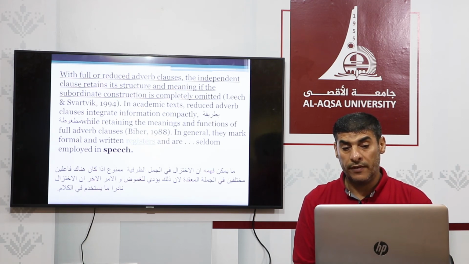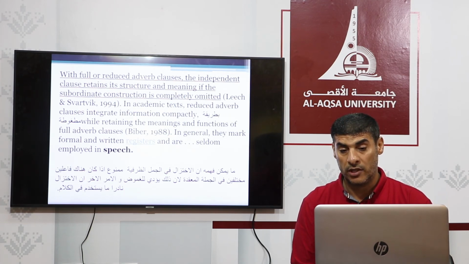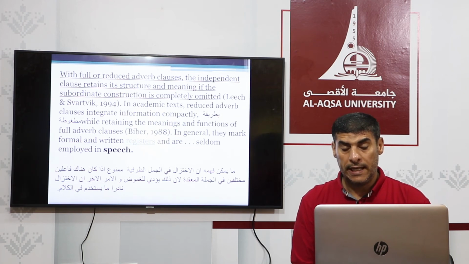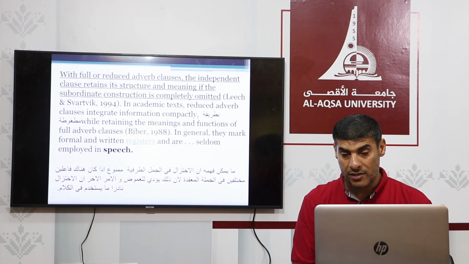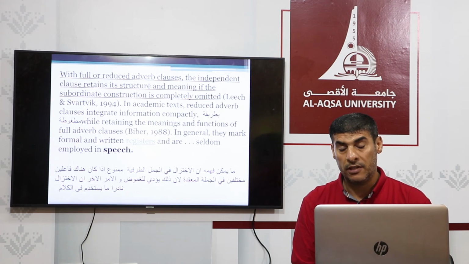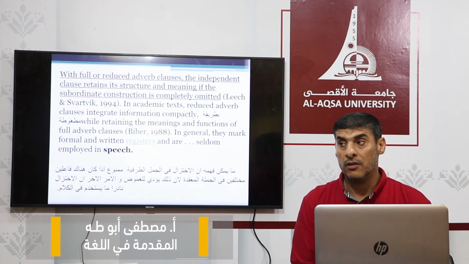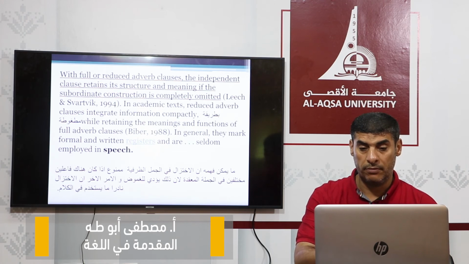With full or reduced adverbial clauses, the dependent clause retains its structure and meaning if the subordinate construction is completely omitted. In academic text, reduced adverb clauses integrate information compactly while retaining the meaning and function of the full adverb clause. In general, they mark formal and written registers and are seldom employed in speech. So it is much more advisable to avoid using reduced clauses in spoken English, because this may cause problems in understanding.